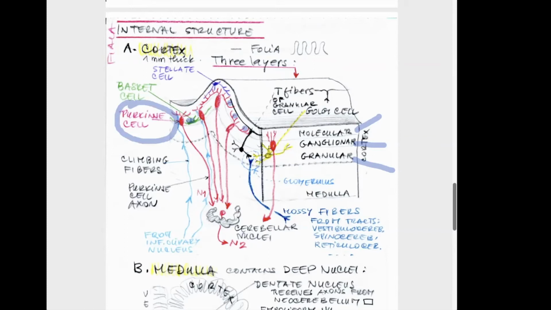The cells there, Purkinje cells, are situated in the ganglionar layer, so in the second layer. The third one is granular, which contains the granular cells in the black and also the Golgi cells. We will see how they act.